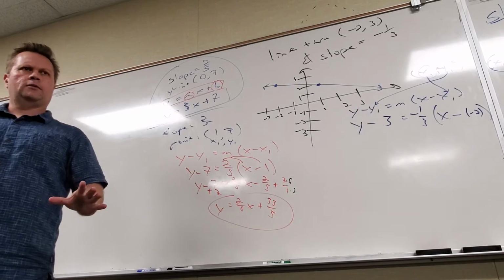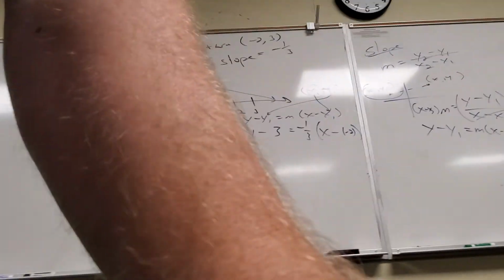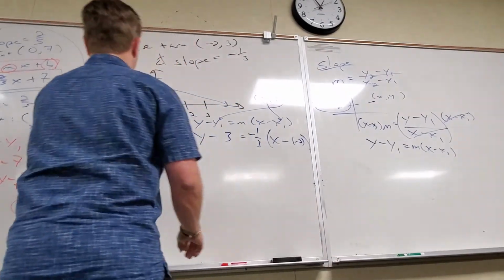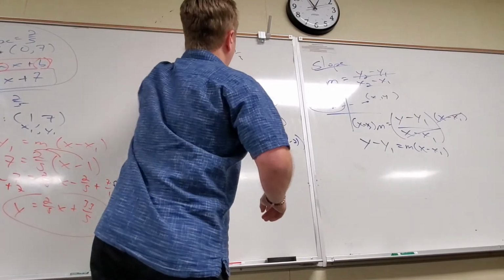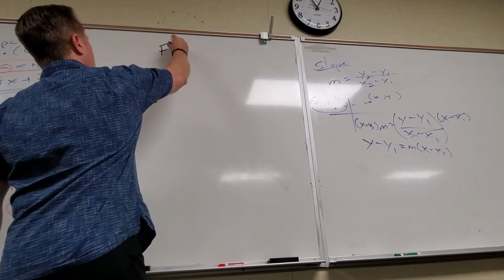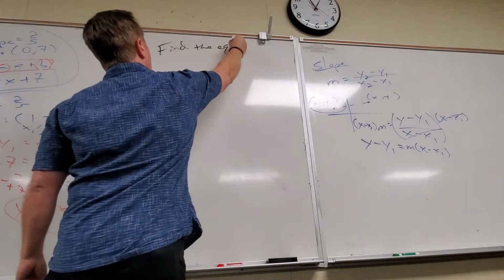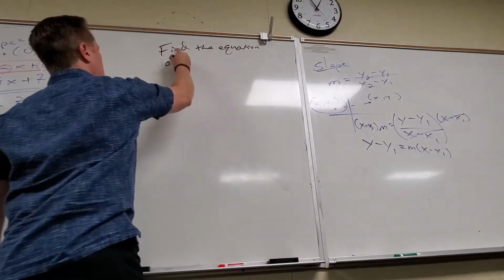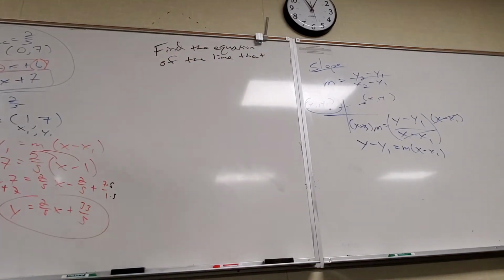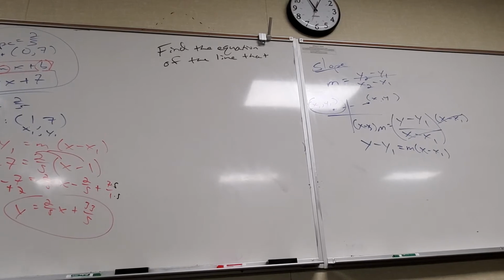All right, maybe. Let's try another one. How about if I say this? We've done a problem like this before, just let's see if you guys can get this. Find the equation of the line that, I'm going to put the rest of the problem up there, but what two things do you need for the equation of a line?